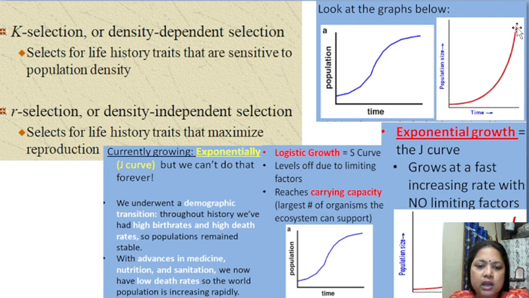Okay, with advances in medicine, nutrition and sanitation, we now have low death rates in the case of human beings. So the world population is increasing rapidly because the death rate is slow and the birth rate is high. That's why population is increasing rapidly.